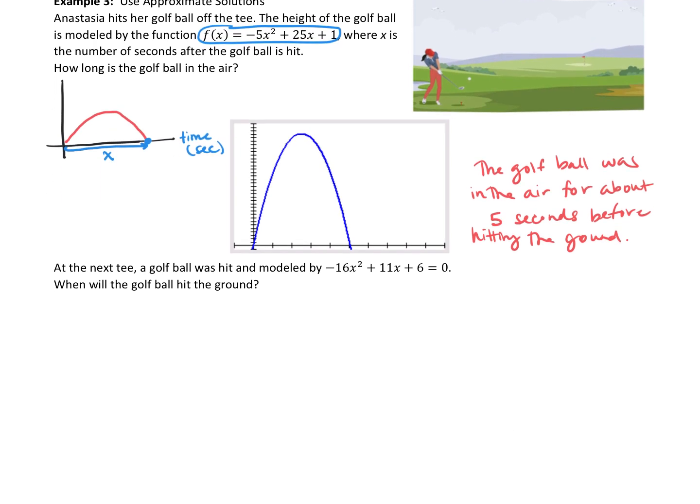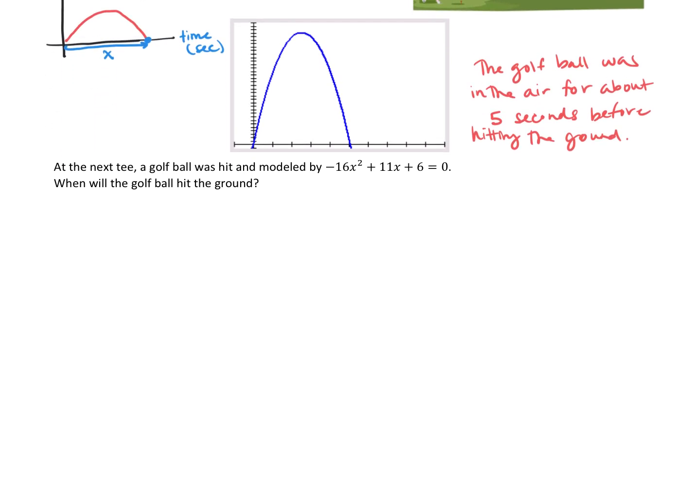All right, so we have a follow-up question. At the next tee, a golf ball was hit and modeled by this equation, negative 16x squared plus 11x plus 6 equals 0. When will the golf ball hit the ground? So we can use a graph to kind of do the same thing. We'll graph the related function f of x equals negative 16x squared plus 11x plus 6. And we will take a look at how many seconds passed before this golf ball hit the ground.